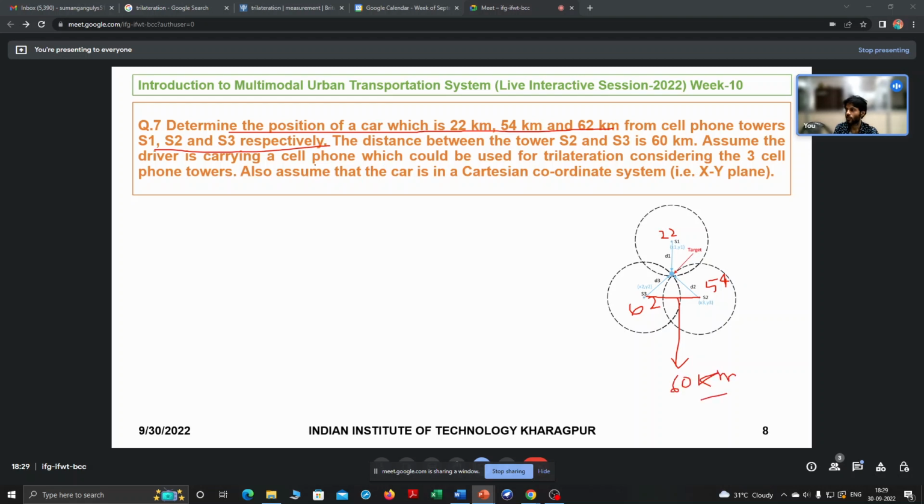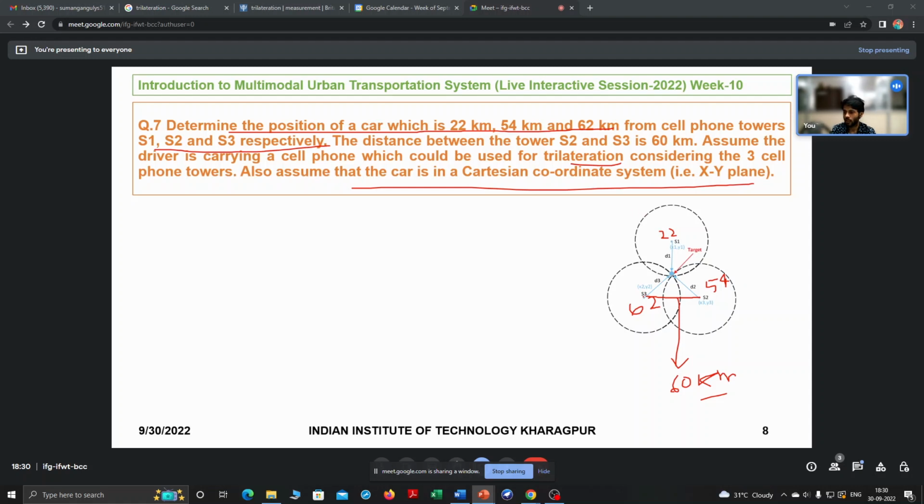Now assume the driver is carrying a cell phone which could be used for trilateration. Yes, the driver should have a cell phone or some GPS receiver, otherwise we cannot locate him. That signal has to be there, otherwise how will GPS connect to you? It is in the XY plane, not on any other plane. So then what is the location of the car?